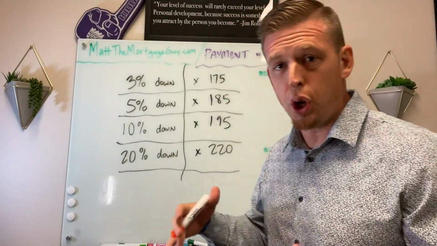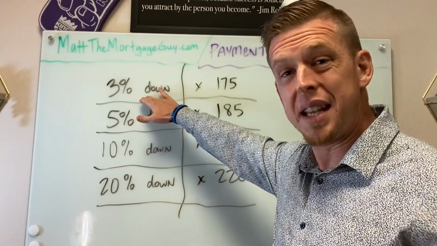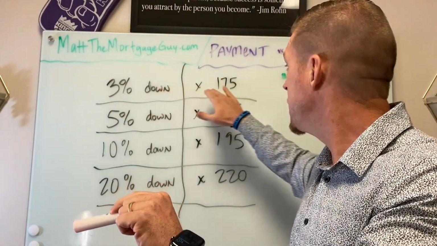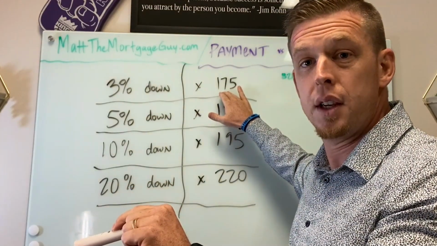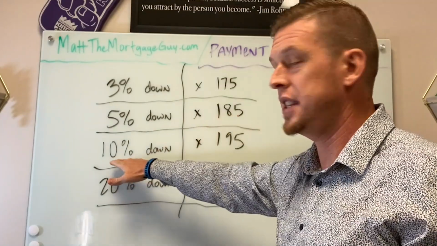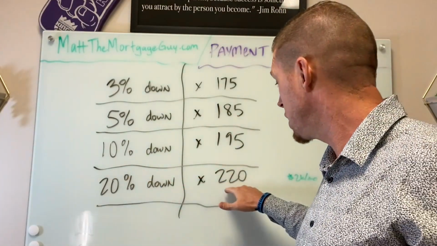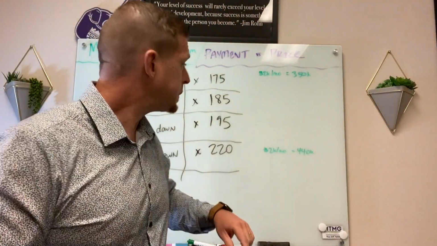So I am going to show you specific examples where with 3% down, you can take your desired monthly payment and multiply it by 175 to get a purchase price. 5% down, you do 185. 10% down, you do 195. 20% down, 220. Now let me show you.